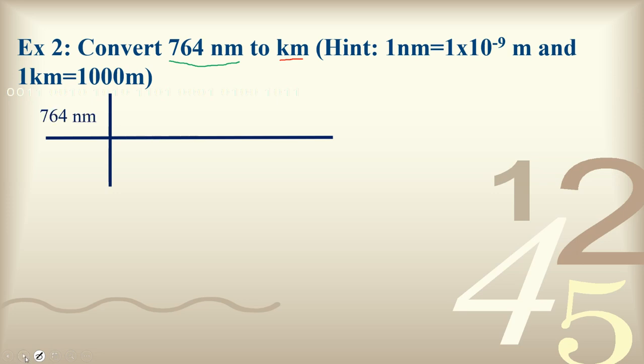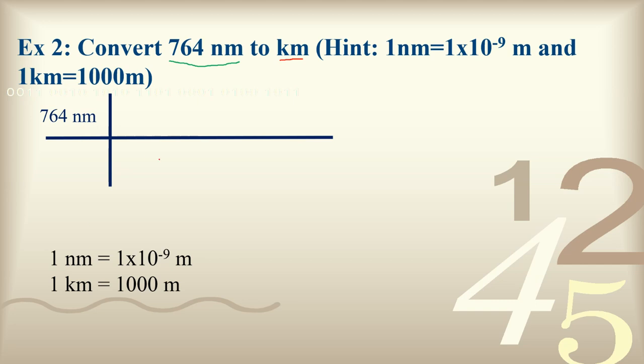Again, we always start with that given in the top left box, so 764 nanometers. Okay, and so our 2 conversion factors here, we have 1 nanometer equals 1 times 10 to the negative 9th meters, and 1 kilometer equals 1,000 meters. So we need to figure out which one of these 2 conversion factors to use first. But we see that our unit on our given is nanometers.